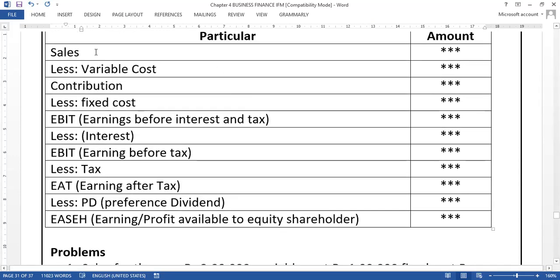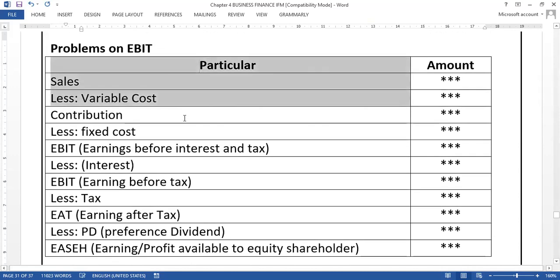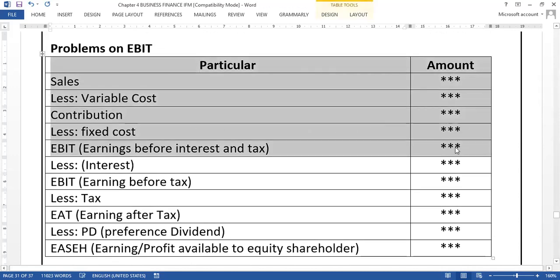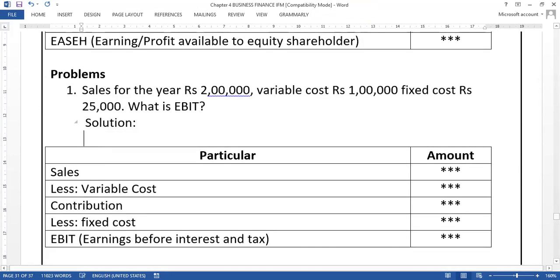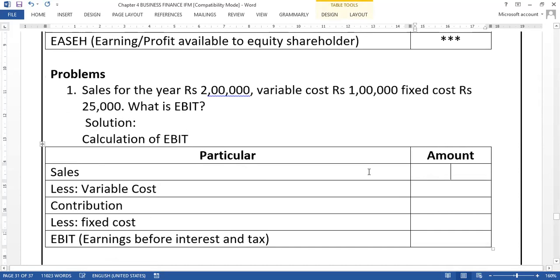It's very simple. In this question, they have asked only for one piece of information: what is the EBIT? You can write it like this: calculation of EBIT. The sales information is already clearly given in the question as 2 lakh. Again, the variable cost is already given in the question as 1 lakh itself.